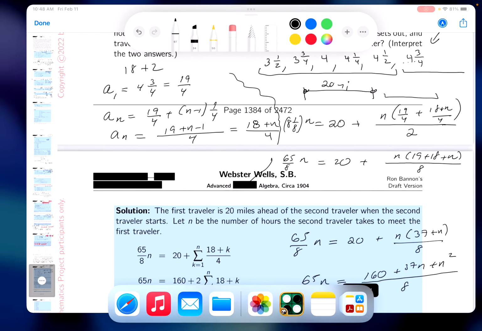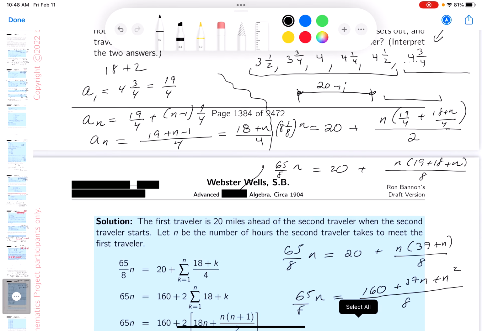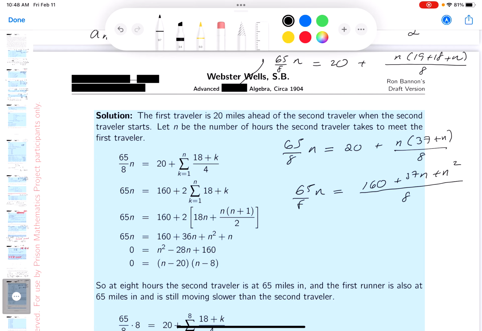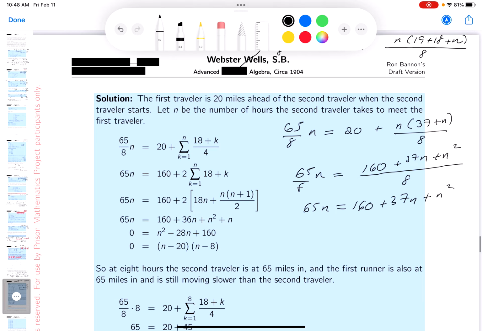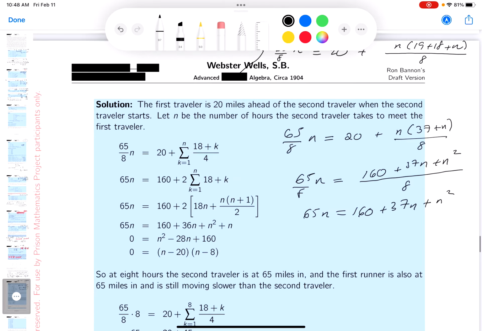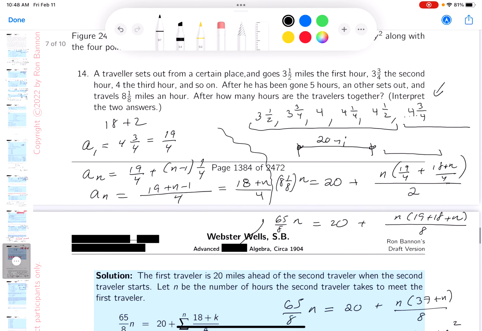Well, you know what? I think I could probably make that a little bit simpler by multiplying both sides by 8 now. Let's put this down: 65n equals 160 plus 37n plus n squared. I definitely have a quadratic, so there appears to be two n's in the problem. Now, I want to point out they are talking about something over here.